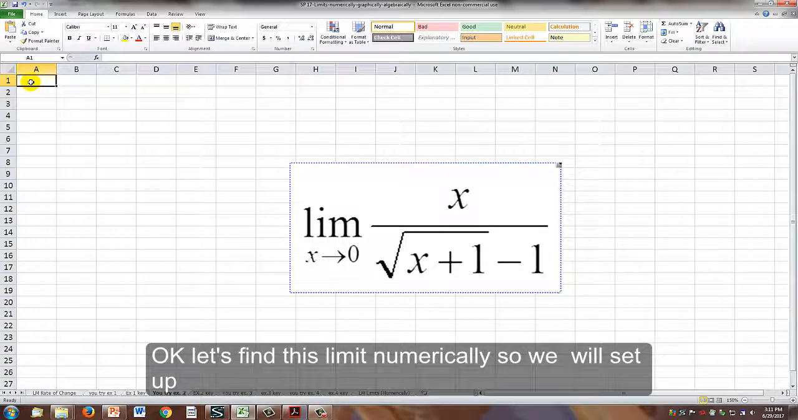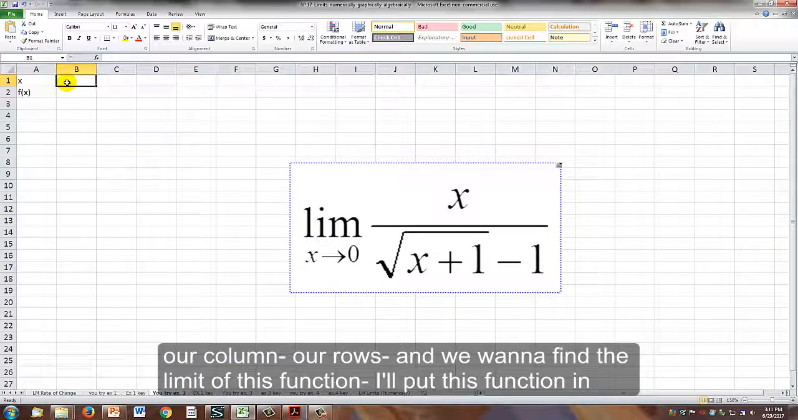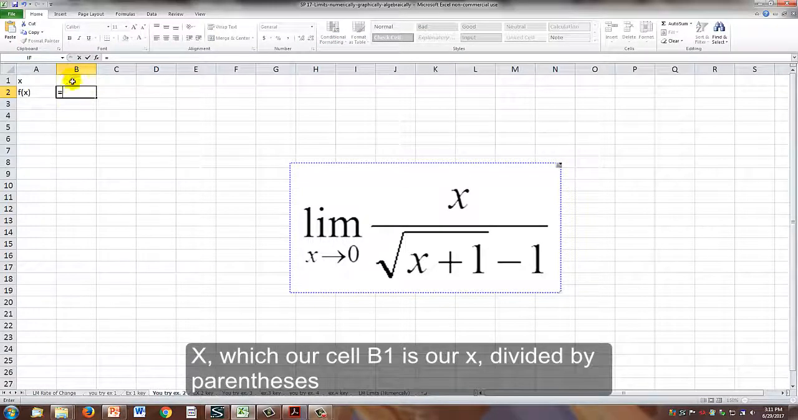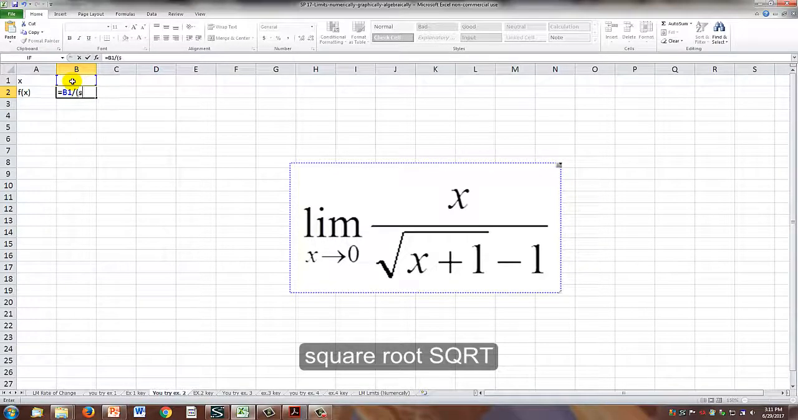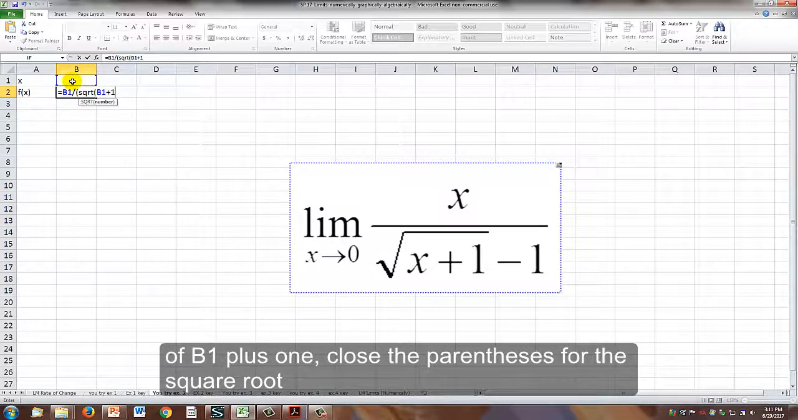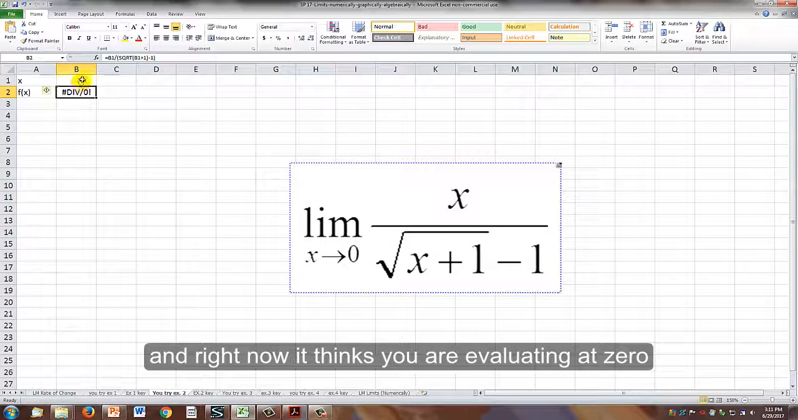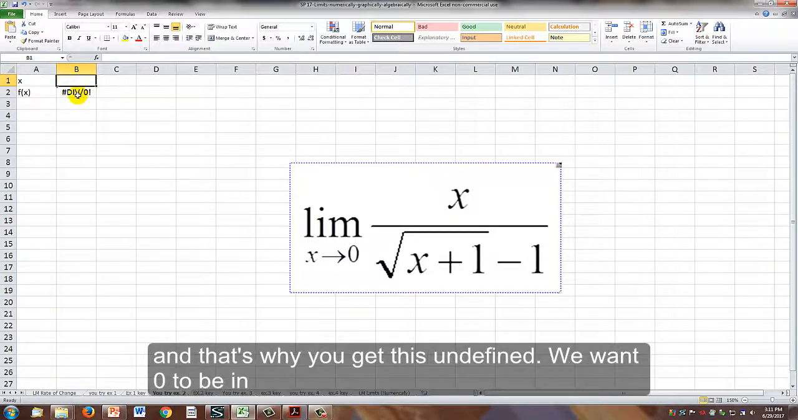Okay, let's find this limit numerically. So we will set up our column, our rows, and we want to find the limit of this function. I'll put this function in. It is x, which our cell B1 is our x, divided by parentheses, square root sqrt of B1 plus 1, close the parentheses for the square root, minus 1, now close the parentheses for the denominator. And right now it thinks you're evaluating at 0, and that's why you get this undefined.